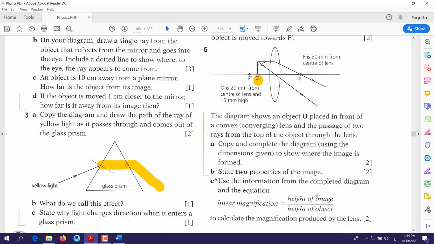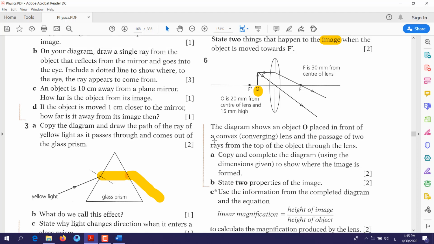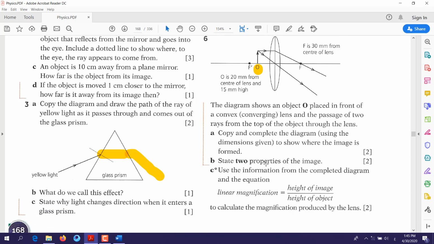Now, how to solve this question? Here, the height of the image. How much is the height of the image? You will measure it using a ruler and find the height of the image. Also, you will measure the height of the object. Then you will divide the height of the image over the height of the object.